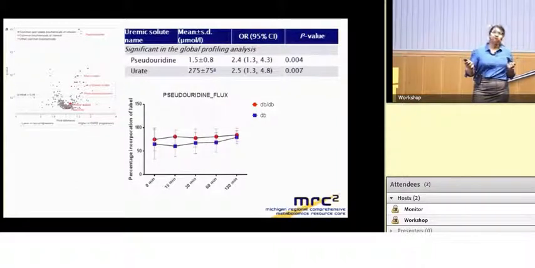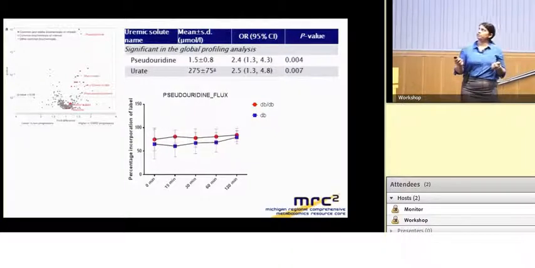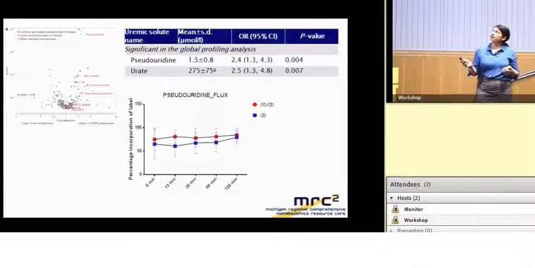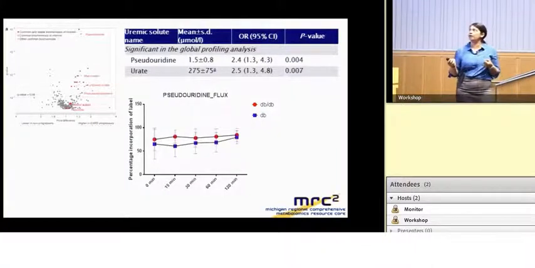And we found this marker called pseudouridine, which is a pyrimidine metabolite. We chased this metabolite further by quantifying it with a targeted platform. We didn't have a methodology for this. We developed a methodology, measured this, and found the factor to be true even in targeted metabolic analysis.